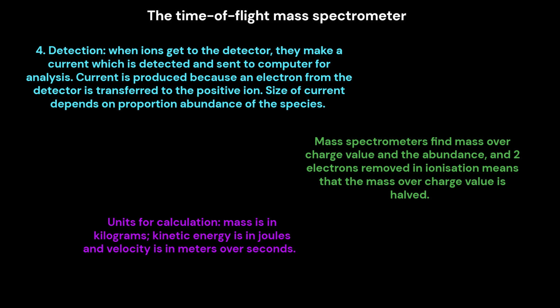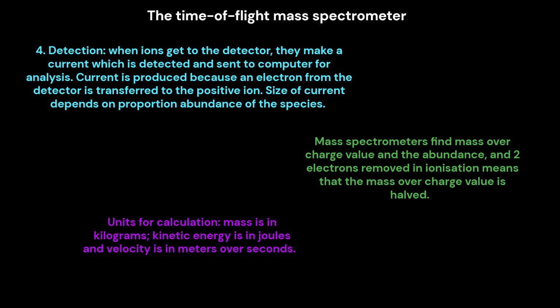3. Flight tube. Positive ions with smaller mass to charge value have the same kinetic energy as those with larger mass to charge value and will move faster. Heavier particles take longer to move through the flight tube, and ions are distinguished by different flight times. Speed is equal to distance divided by time, and speed is also known as velocity.